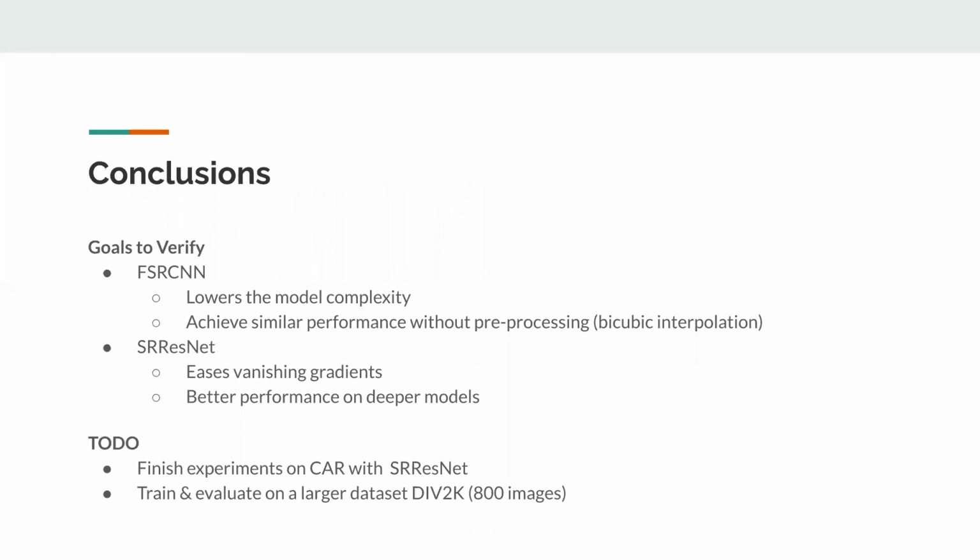So to conclude, our experiments right now verify the objectives we made in the introduction, which is that FSRCNN lowers the model complexity by training without the bicubic preprocessing, and SRResNet alleviates the vanishing gradient issues, and now models can be trained on deeper networks for better results.